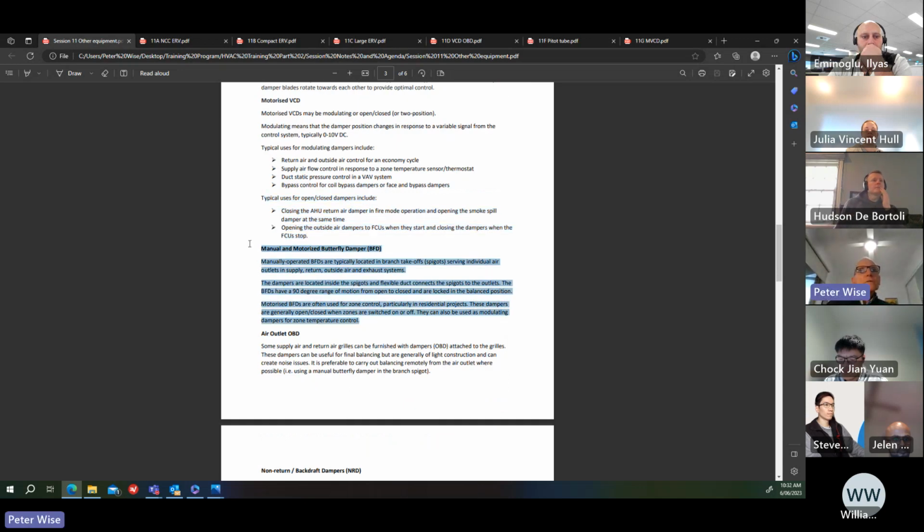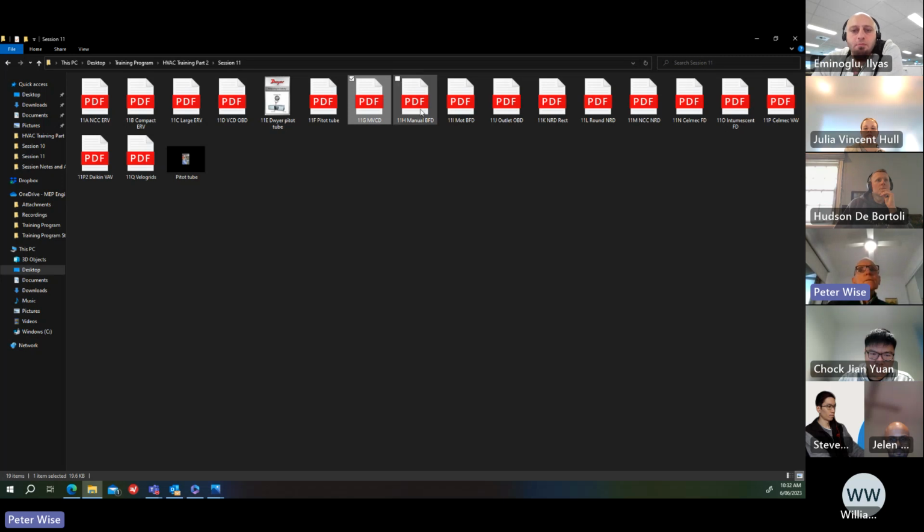Then we've got butterfly dampers. Butterfly dampers are typically located in branch takeoffs or spigots, serving individual air outlets in supply, return, outside air and exhaust systems. The dampers are located inside the spigots, and flexible duct connects the spigots to the outlets. Again, the butterfly dampers have a 90-degree range of motion from open to close and are locked in the balanced position. So, picture of one of those.